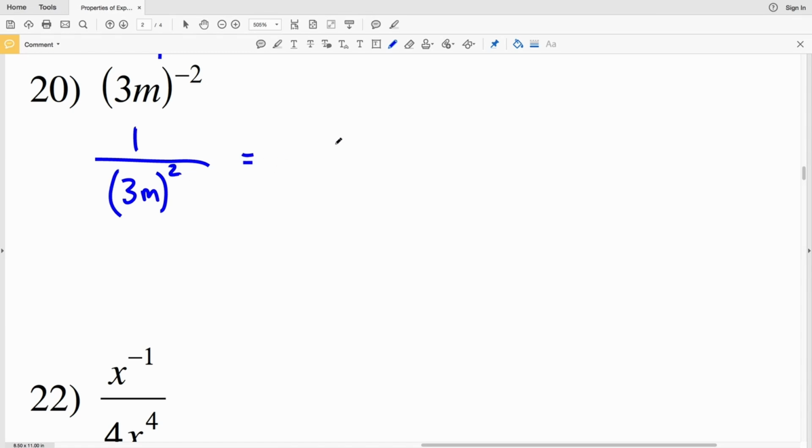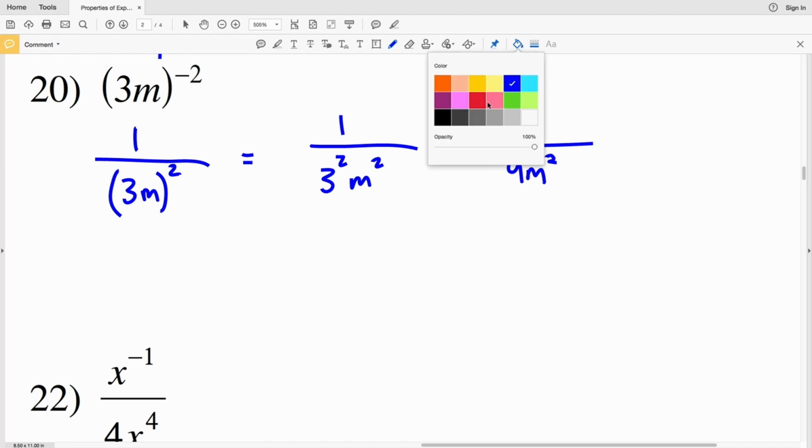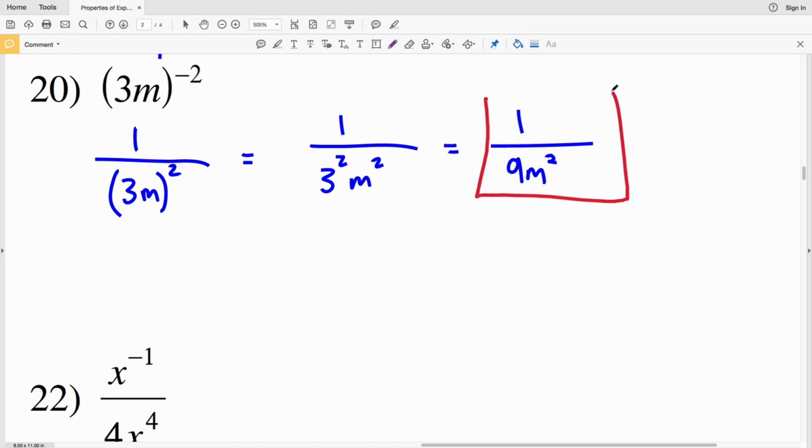And then I'll distribute my 2. So I'll have 1 over 3 squared times m squared. So that'll be 1 over 3 squared is 9, and m squared is simply m squared. So 1 over 9m squared is my solution in number 20.